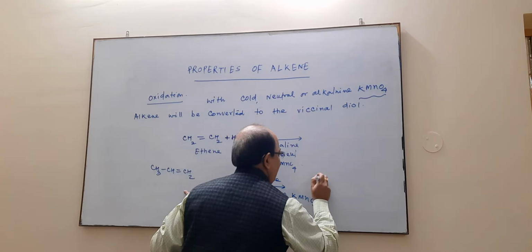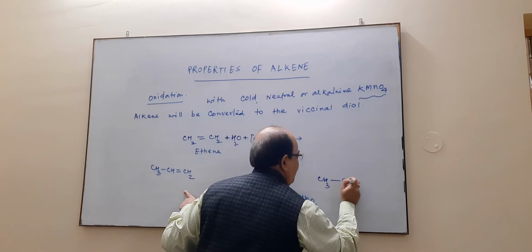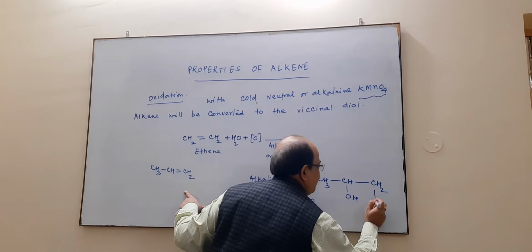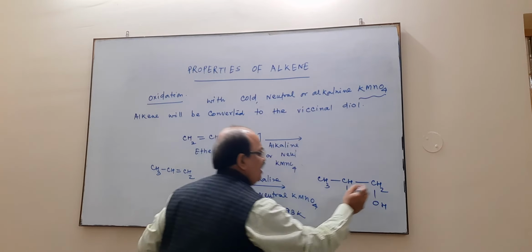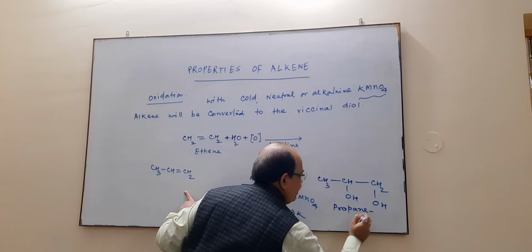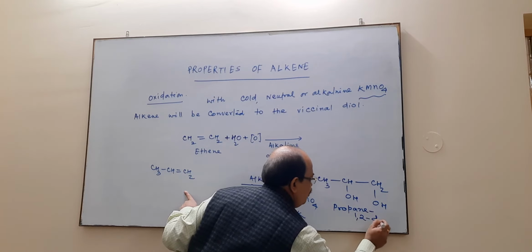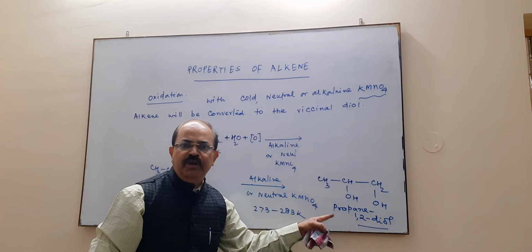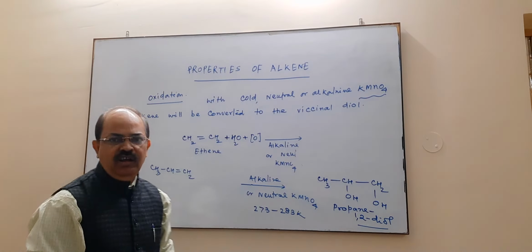तो प्रोडक्ट फॉर्म डायोल कैसे बनेगा? देखिए, this double bond will break, this is CH2, this is OH and this is OH. Now you can write the name is your propane, then we have 1,2 diol. So the name of the compound is your propane 1,2 diol.